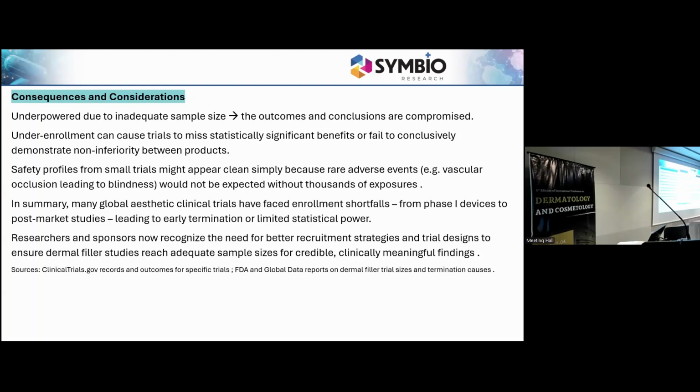If underpowered due to inadequate sample size, the outcome and the conclusions can be compromised. Under-enrollment can cause clinical trials to miss significant benefit or fail to conclusively demonstrate non-inferiority between products. The safety profile from small trials might appear clean simply because a rare adverse event was not caught. So in summary, many global aesthetic clinical trials have faced enrollment shortfalls from phase 1 devices to post-market surveillance, that is phase 4 clinical trials, leading to early termination or limited statistical power.